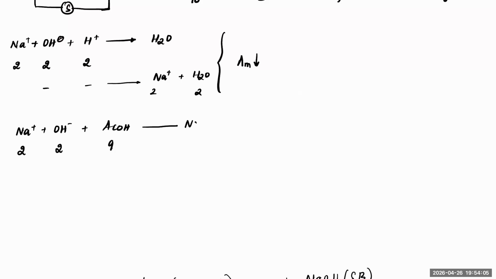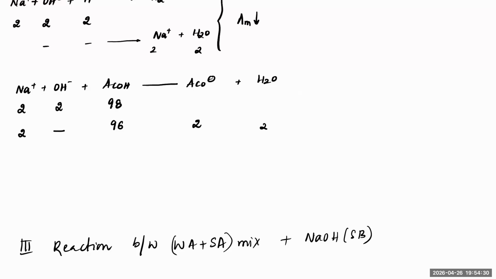So ACOH will react. Suppose I added 2 moles here, and this was 98 particles. Now out of these, 2 particles of OH minus will be lost, and this will become 96. And here we will get ACO minus, which will be 2 particles, and H2O of 2 particles, and that's it. This is what you will get. So eventually, after the reaction, you will have 2 particles of Na plus and 2 particles of ACO minus.